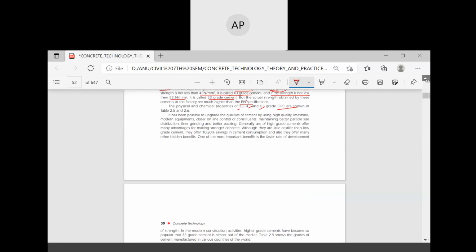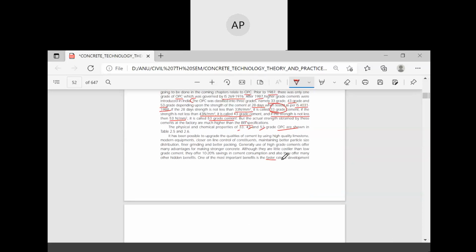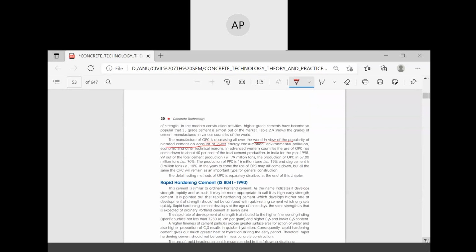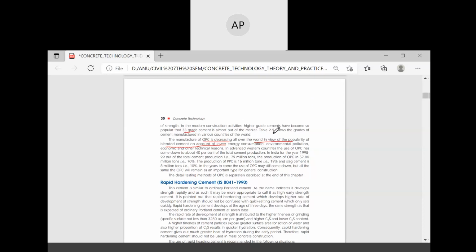One of the most important benefits of this type of cement is faster strength development. Although they are a little costlier than low grade cement, they offer 20 to 30% savings in cement consumption, and also many other hidden benefits. In modern construction activities, higher grade cement has become popular. 33 grade cement is almost out of the market. Okay.